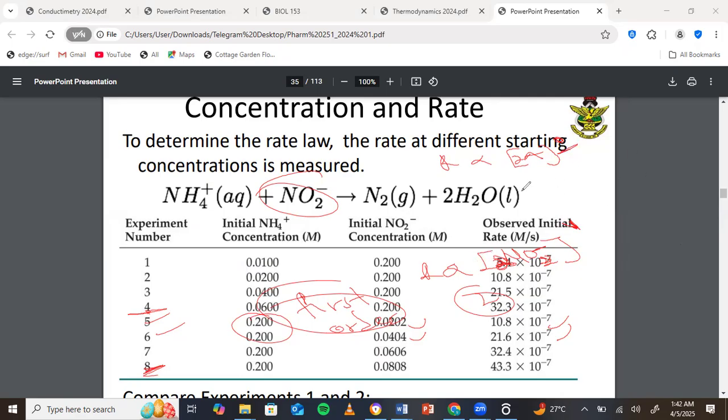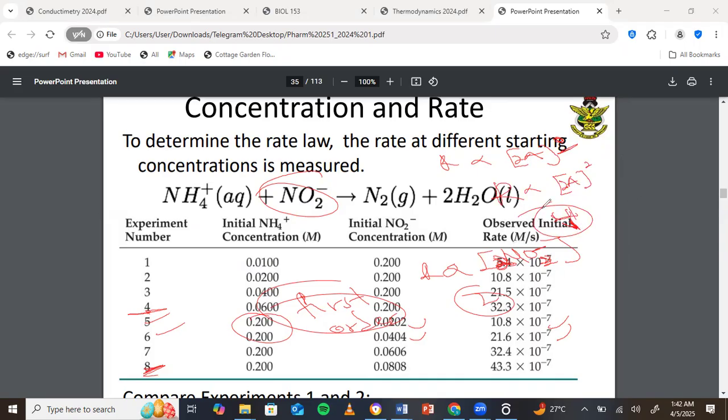The only other one that we can have is when the power can be 2. We call it second order. Now, what will happen is that if I multiply the concentration by 2, you realize that the effect will be by 4. So an exponential increase. The effect will be by 4. And that shows the second order reaction.